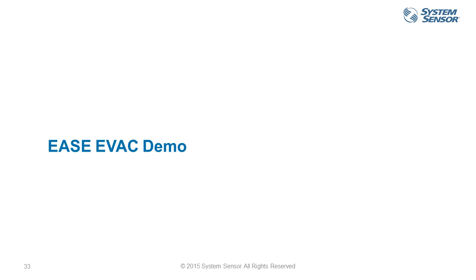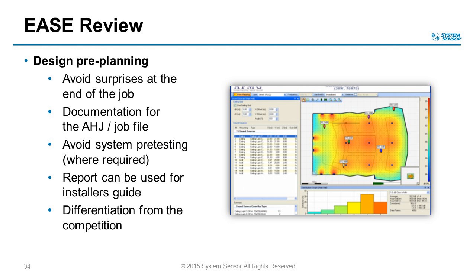Or wait, no, we've got a little bit of review before I do that. So, EASE review: we can do design pre-planning, avoid surprises at the end of the job, and do things when it's less costly to make changes. We can document the job for the job file or for the authority having jurisdiction. We can avoid system pre-testing, where that was required, by using design to replace that. This report can then also be used by the installers for setting the tap settings and so on.